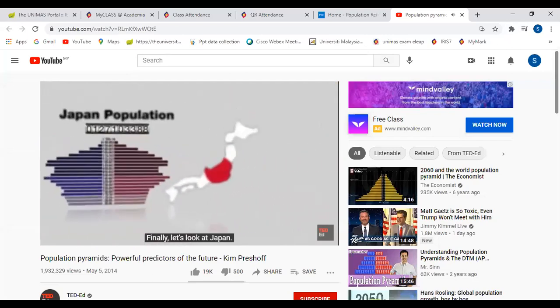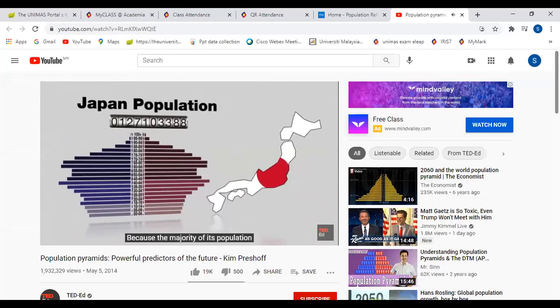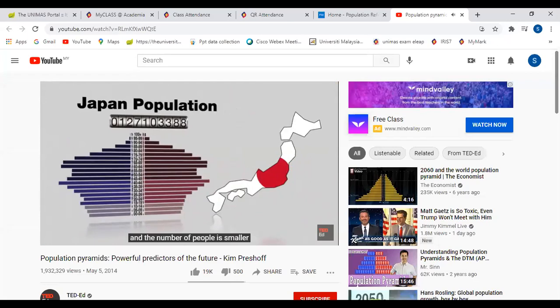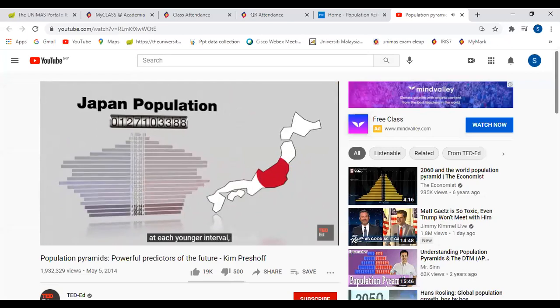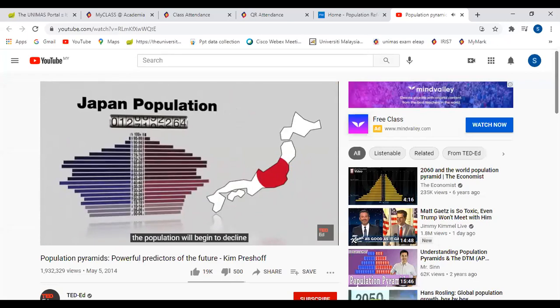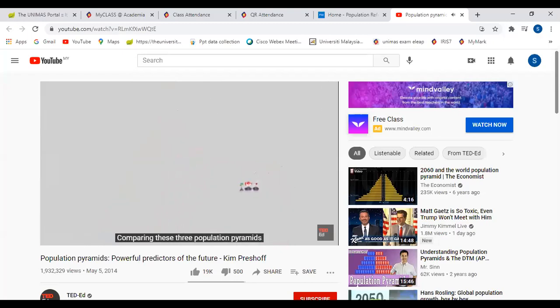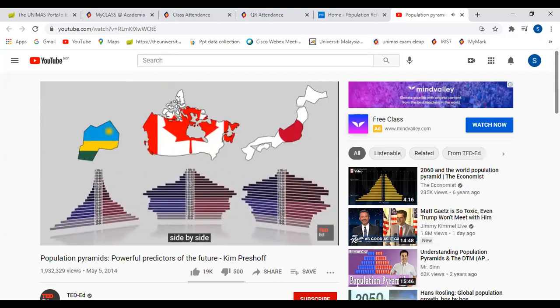Finally, let's look at Japan. Because the majority of its population is in its post-reproductive years, and the number of people is smaller at each younger interval, this means that at current rates of reproduction, the population will begin to decline as fewer and fewer people reach reproductive age. Comparing these three population pyramids side by side shows us 3 different stages in the demographic transition as a country moves from a pre-industrial society to one with an industrial or post-industrial economy.